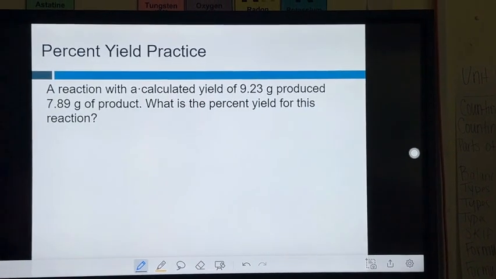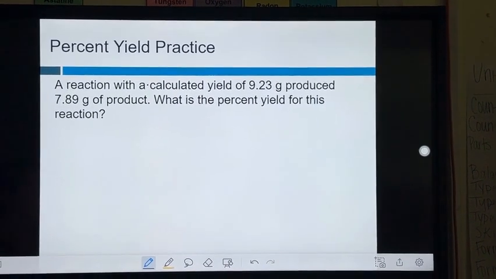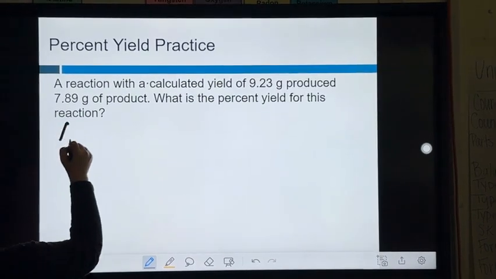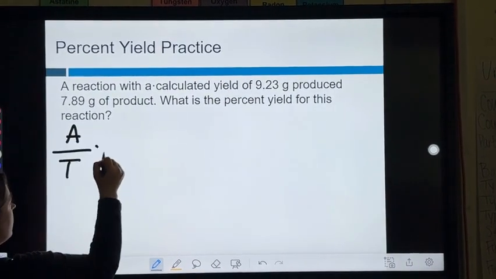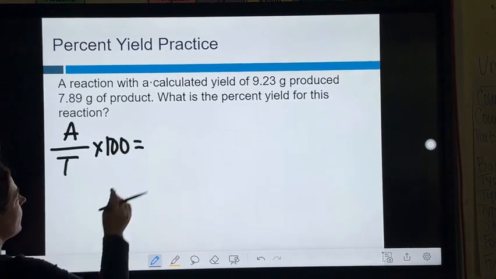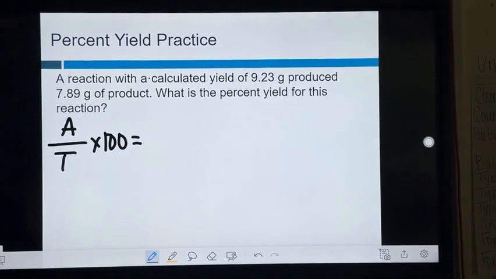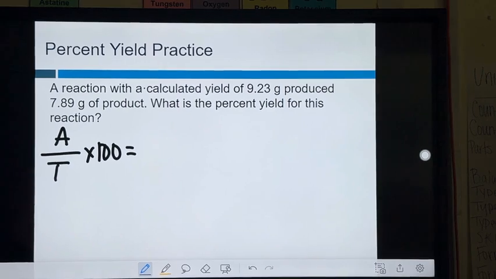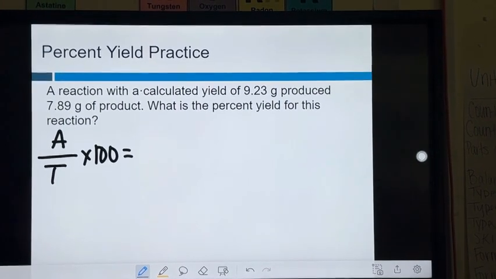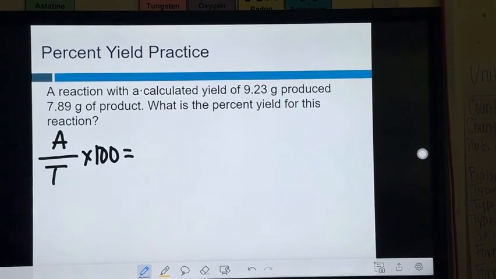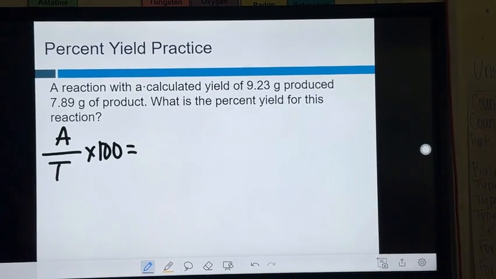All right, we're going to do a practice percent yield problem. Just a reminder, the formula is actual over theoretical times 100, okay? So if we read the problem, it says a reaction with a calculated yield of 9.23 grams produced 7.89 grams of product. What is the percent yield for this reaction?